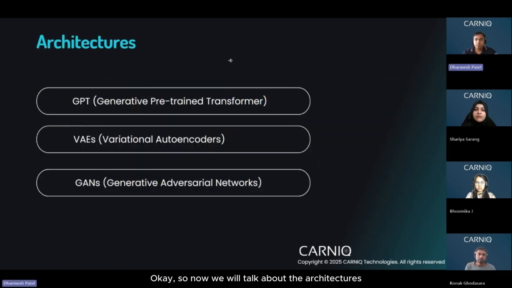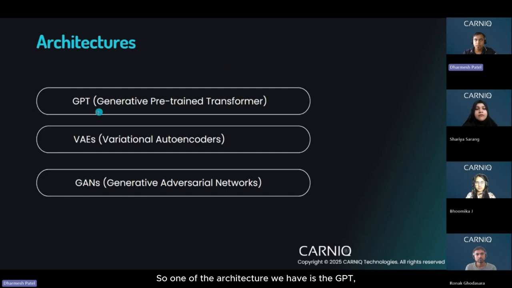Okay, so now we'll talk about architectures. Architectures are fundamentally a structure, and if you train this structure with a huge number of data sets for a particular task, then it becomes the model.